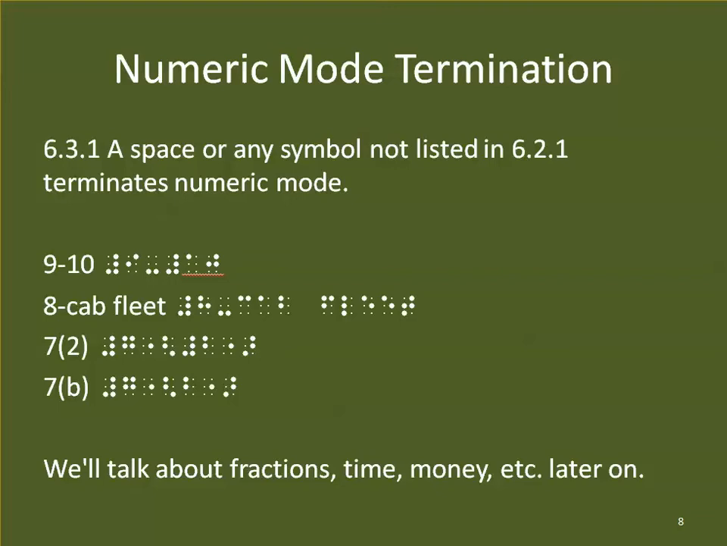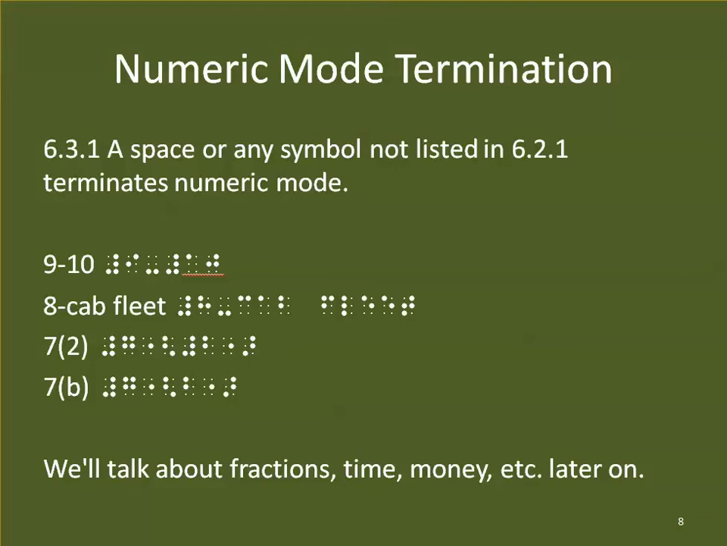The opposite then is also true. So if we have an 8-cab fleet, that hyphen terminates numeric mode. So that means we're not talking about numbers anymore after the hyphen. We're talking about letters or contractions or other symbols or what have you. In the old code, we would have read that as 312. But in UEB, it's the opposite. So we have 8 hyphen. Numeric mode has just been terminated, so that's read as CAB.